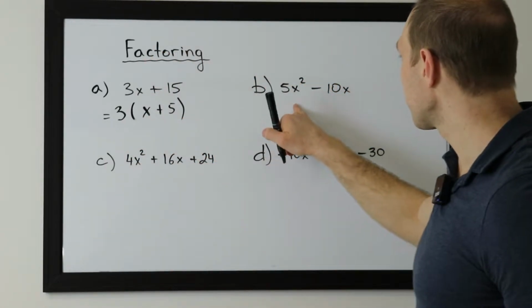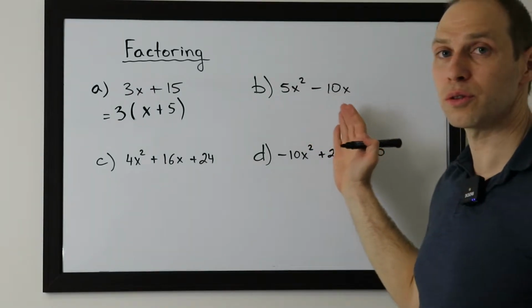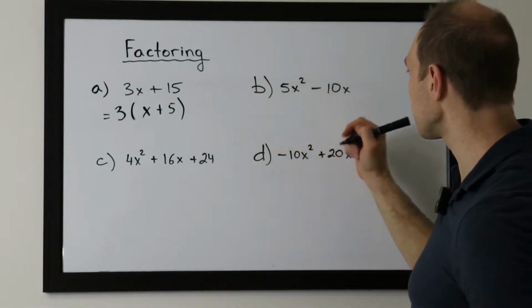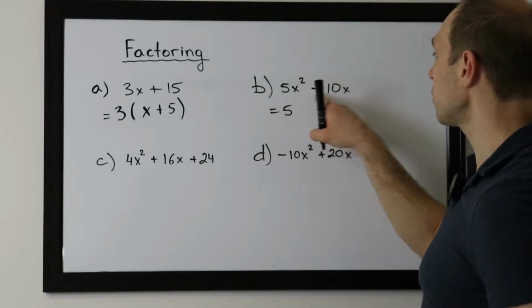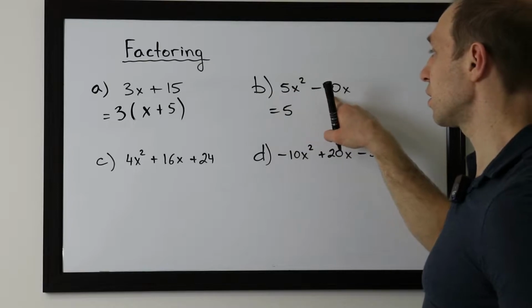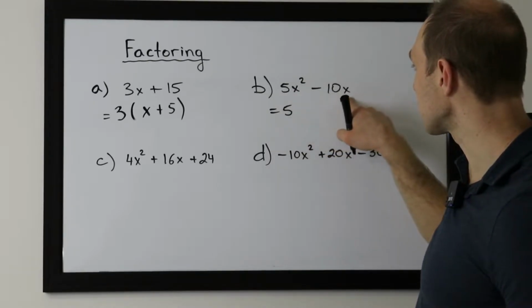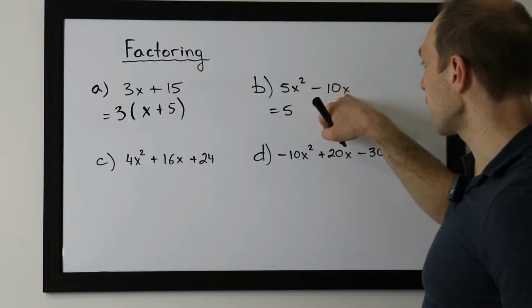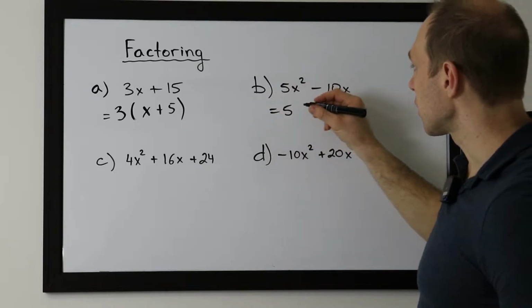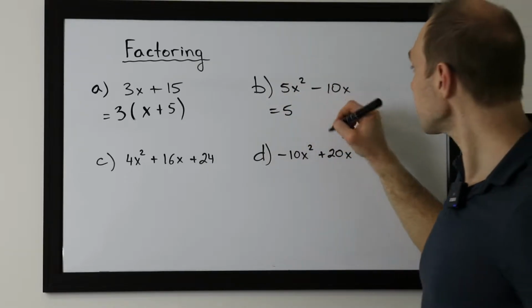In this case, we have a number and a letter that can also be extracted. It can be taken out. So the greatest number that we can take out is the number 5, because 5 and 10 are both divisible by 5. We can also take out x. It won't be x squared, but rather x, because you actually don't have x squared here.